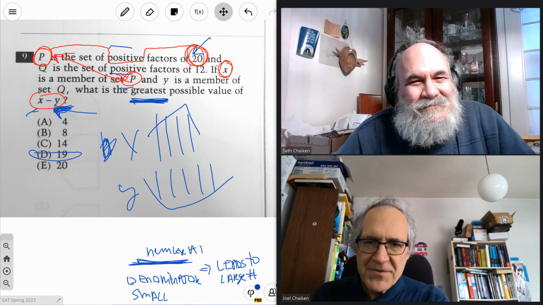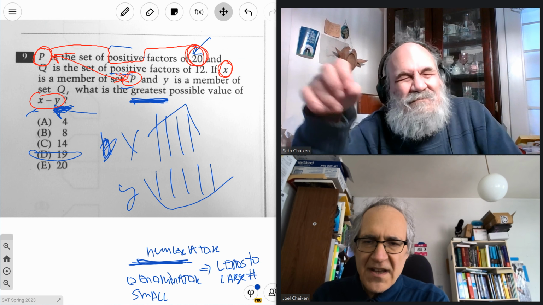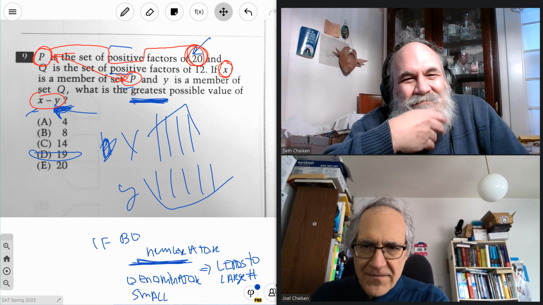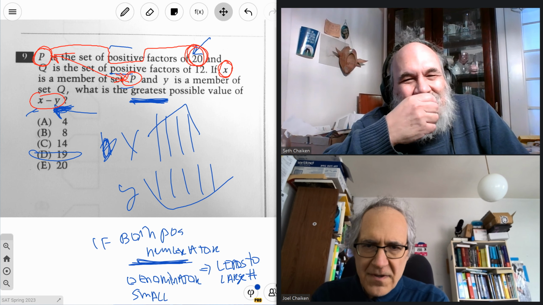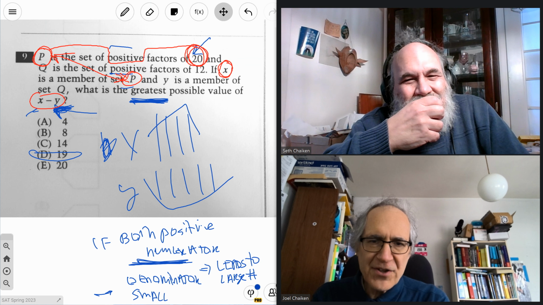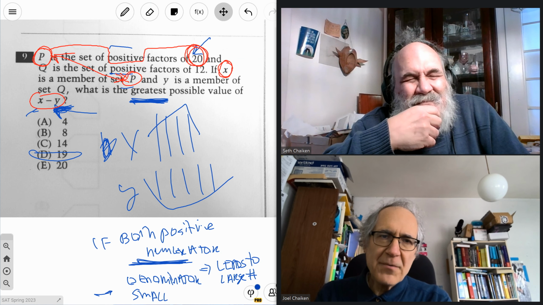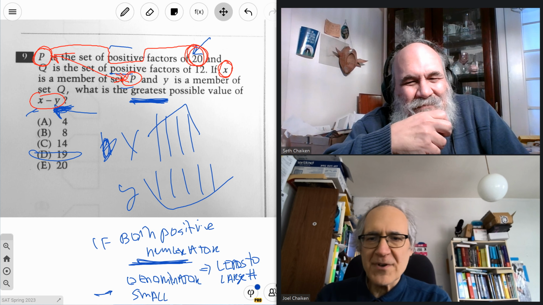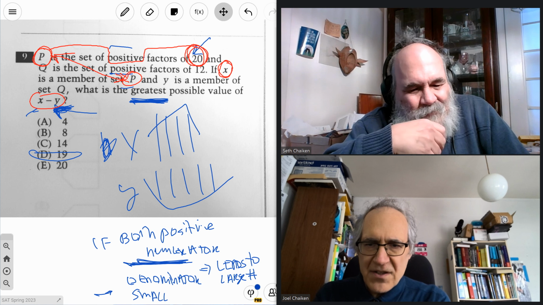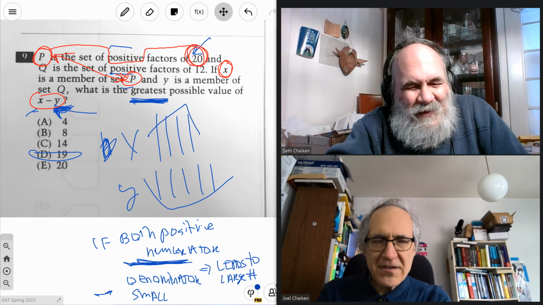And then sometimes you get a variation of this. If the numerator, if they're both positive, then the smaller the denominator, the larger the number. Yeah. So the smaller the number you're subtracting, the larger the number. The smaller the denominator, as long as they're both positive, leads to the larger number. So that's an important thing that you need to remember.